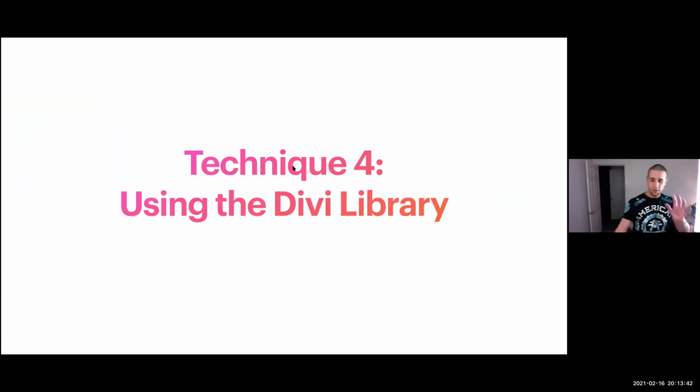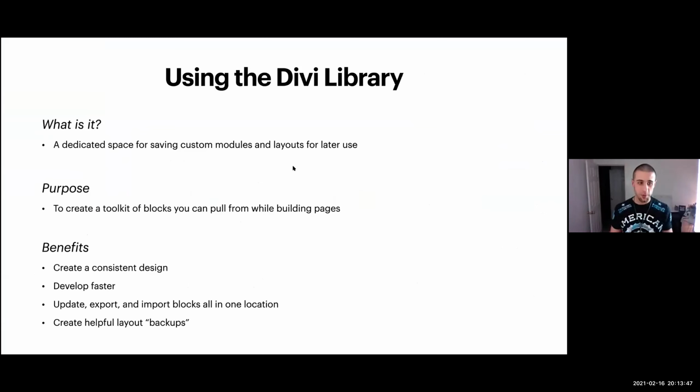All right, this one's a quick one. Using the Divi library. We talked about this a ton in the last meetup, but this is your space for saving modules, layouts, sections, rows, all sorts of stuff. This is where you'll create your toolkit of blocks that you're going to pull from for all of your pages. This is critical for keeping your design consistent, for building quickly, for having a central location for managing all of your blocks from your website, and you can even use it as somewhat of a backup option.